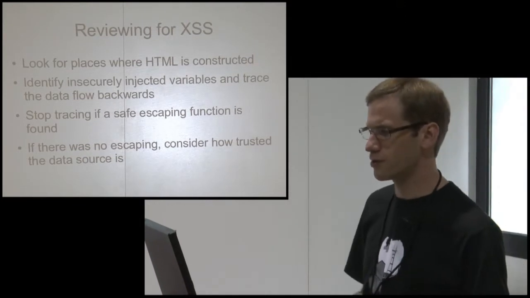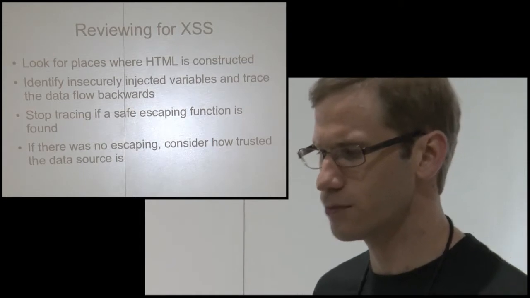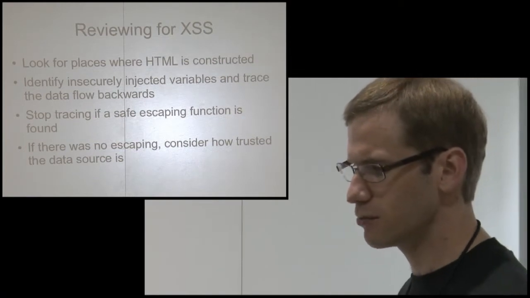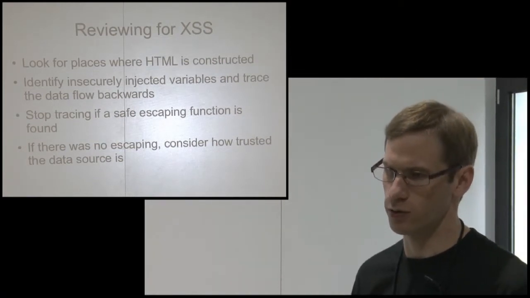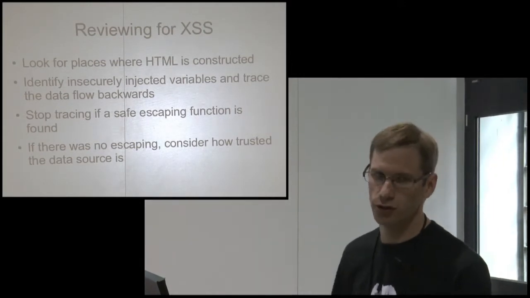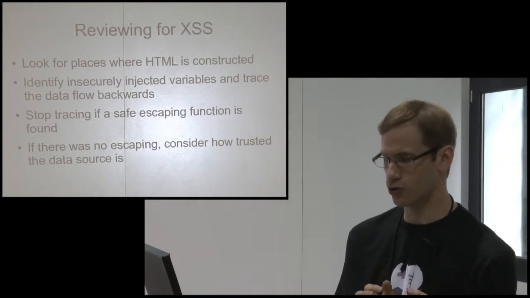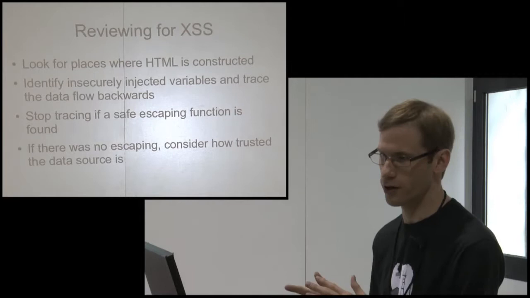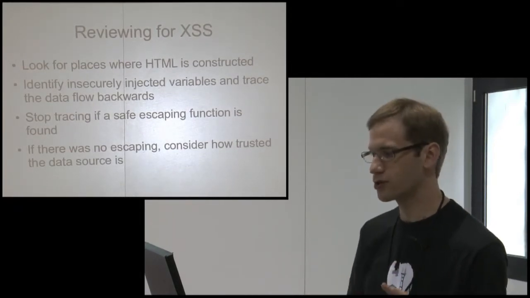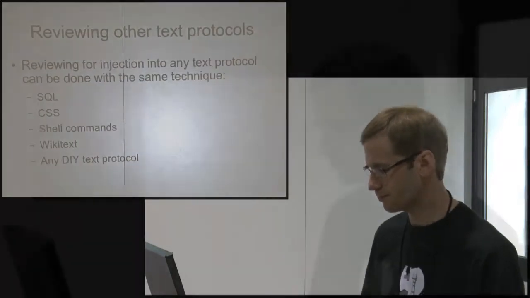To review for cross-site scripting, you just have to look for the places where HTML is constructed, identify insecurely injected variables into that HTML, and trace the data flow backwards to find out where that data came from. If you find during your tracing that there's a safe escaping function, then you stop tracing and go on to the next variable. And if there was no escaping and you get back to the input, then you consider how trusted that input was. And then that's how you can tell whether there's XSS or not.